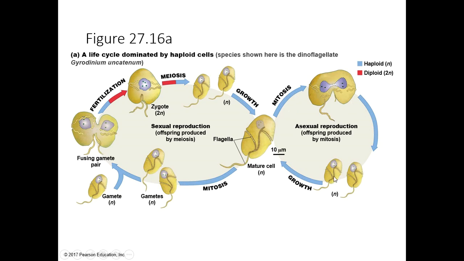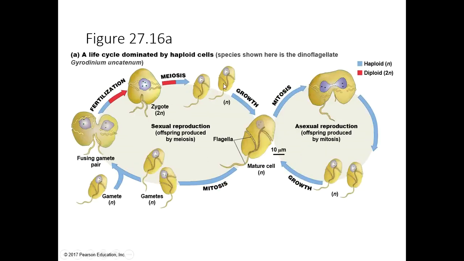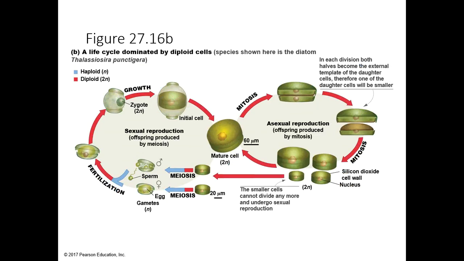So very, very different than what we've seen with animals, right? And even some plants in this alternation. Here's kind of a more, so this is where the haploid dominates. So the haploid is the one that grows. The haploid is the major life, the adult cycle, I guess you could say. Here we've got a cycle where the mature cell is diploid.